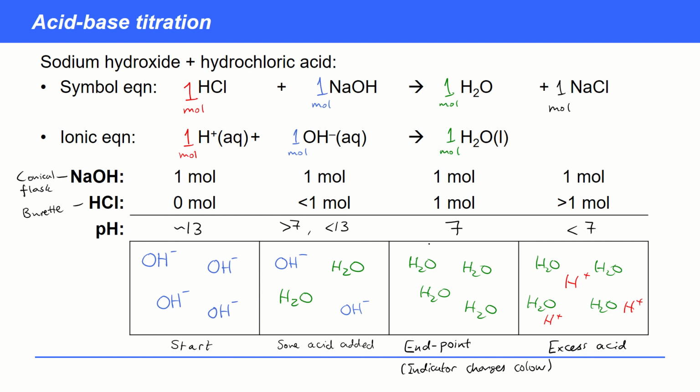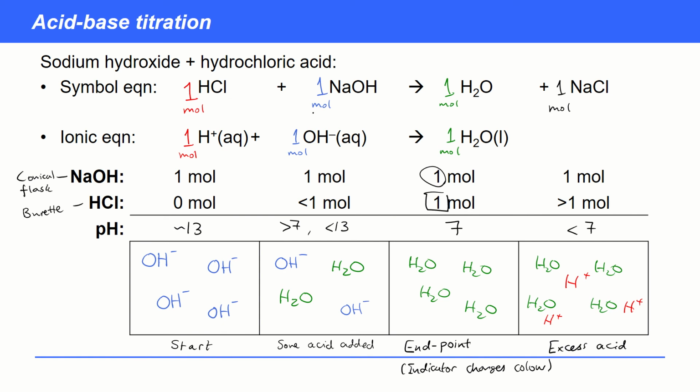If we have an indicator that changes colour at exactly pH 7, then we know that if we started with 1 mole of NaOH, we must have added exactly 1 mole of HCl, because the reaction equation tells me that 1 mole of NaOH reacts exactly with 1 mole of HCl. And that's how titrations can be used.